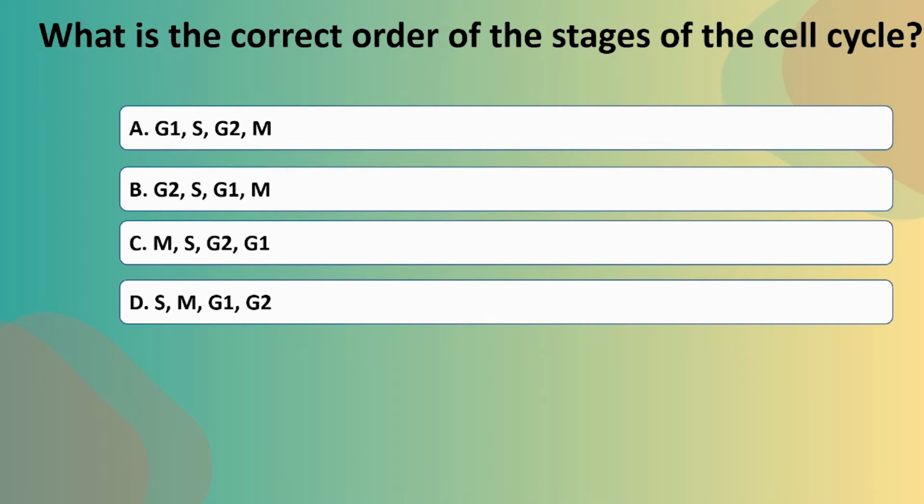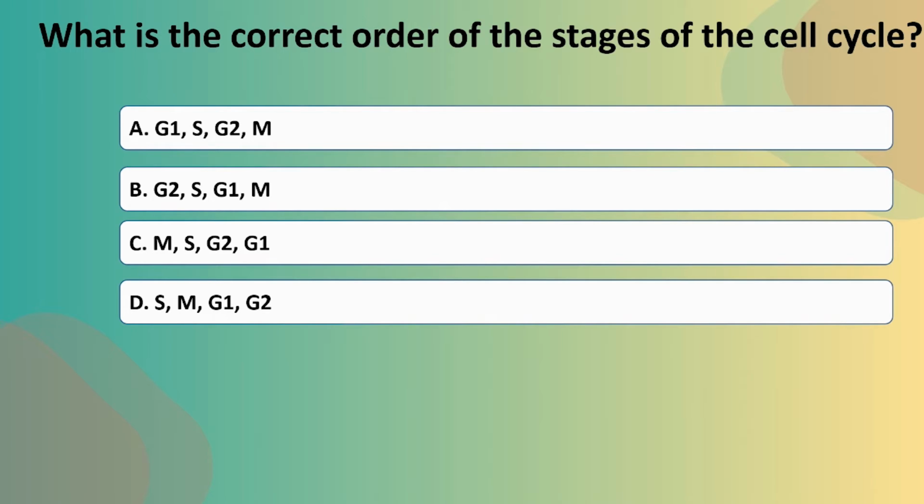So let's do some basic elimination processes here. We can infer G1 comes before G2. So let's eliminate options B and C at the moment, because G2 coming before G1 just doesn't seem like a likely option. So we're left with G1, S, G2, M, or S, M, G1, G2.